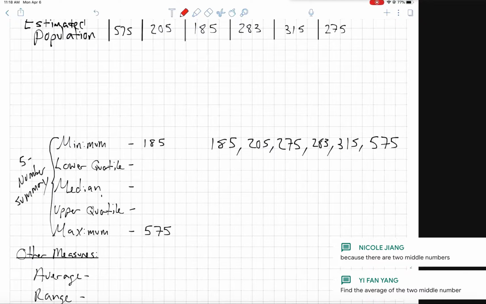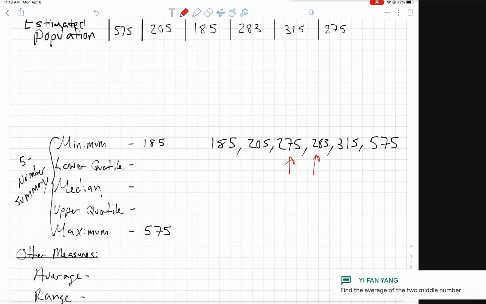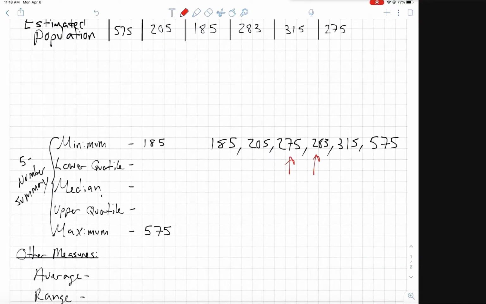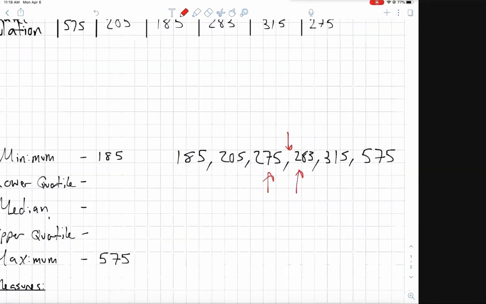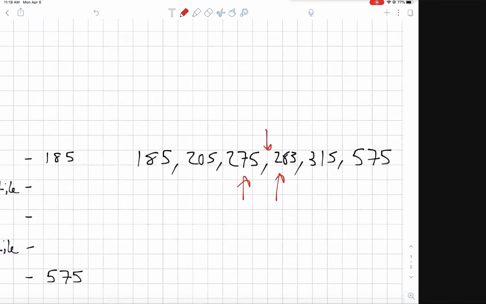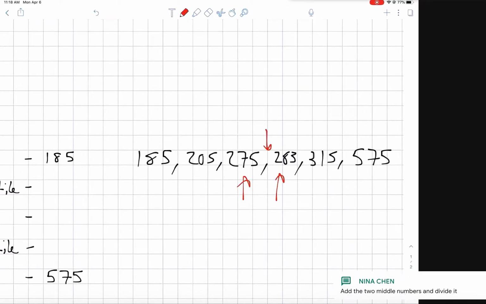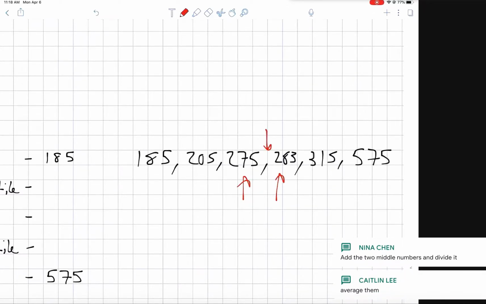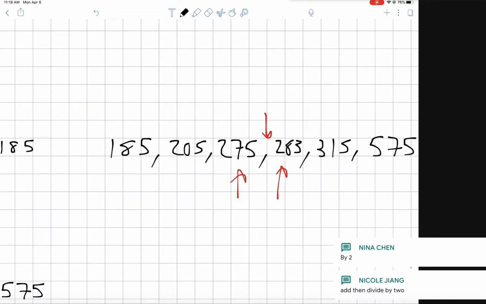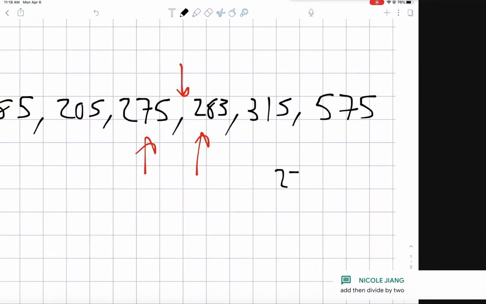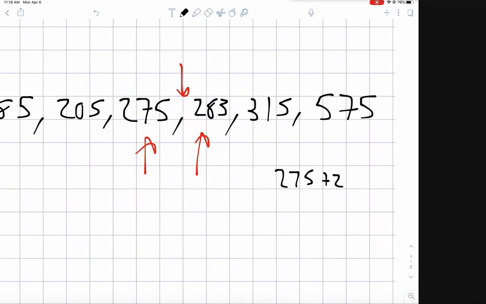Okay. So we're noticing there are two numbers in the middle, which means in order to find the median, what do we need to do? Divide. Average them. Okay, so you guys are telling me that I want to take the two middle numbers, 275 plus 283 divided by 2, and that gives us 279.